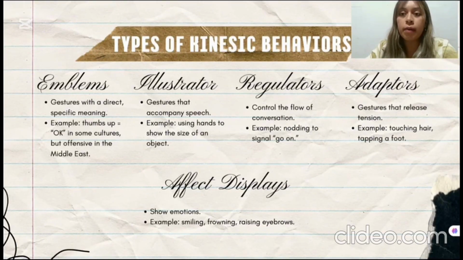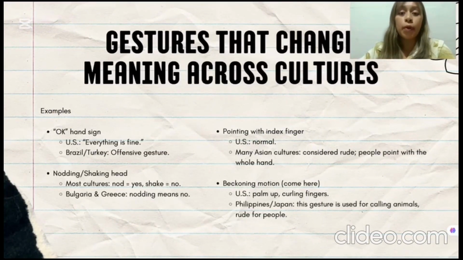The fourth is adapters. These are gestures we use when we feel nervous, like tapping our foot or playing with our hair. Another one is affect displays. These are gestures that show emotions, like smiling or raising our eyebrows. Well, a key point is that gestures don't mean the same thing in all countries. It's an important thing.